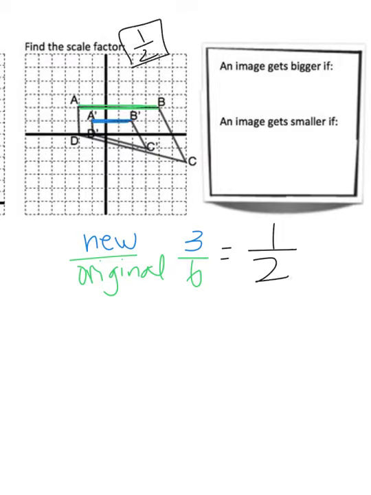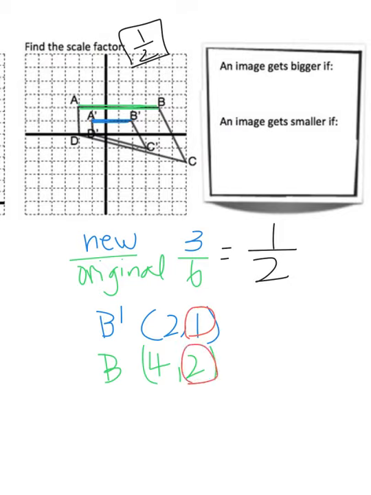I can also check the scale factor by looking at some coordinates. If I look at B prime, that is over 2, up 1. And then if I look at B, my original, that's over 1, 2, 3, 4, up 2. And so the ratio of my new coordinate to my old coordinate is also 1/2. So that shows us some patterns.